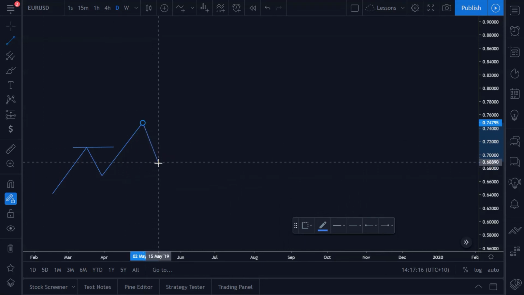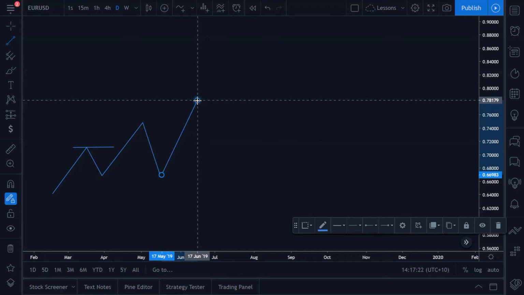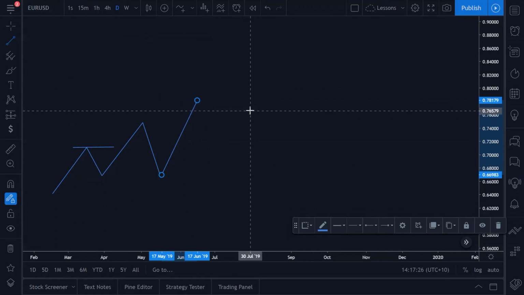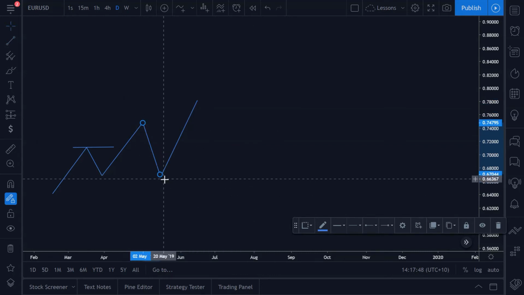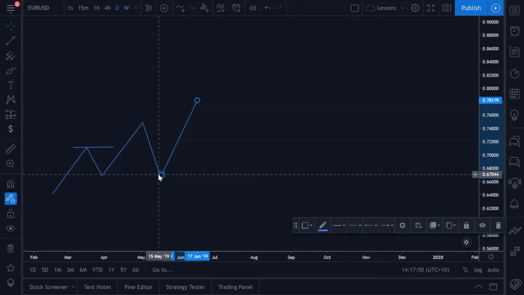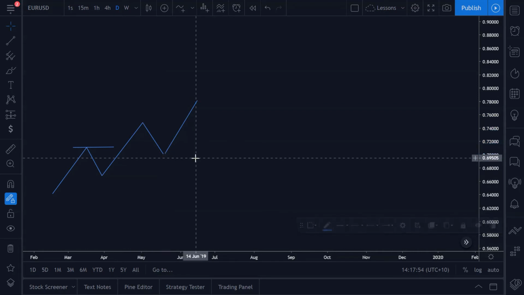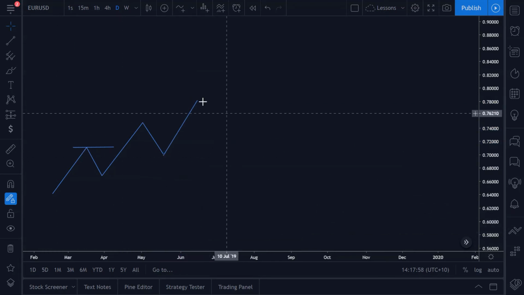So if we get a pullback all the way down to here, and then the market breaks higher, right now, this scenario is a bullish trend, according to how most professional traders read markets. Now, this pullback doesn't have to come all the way down here. Of course, it could end somewhere in the middle of this impulsive move, like here, for example. This is still a valid bullish trend.